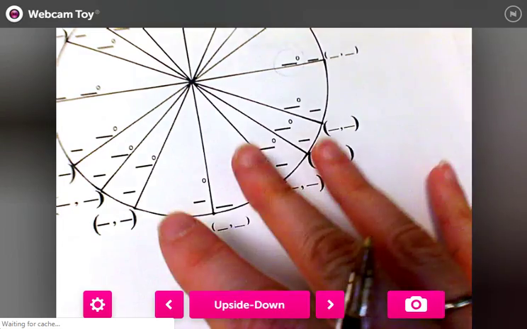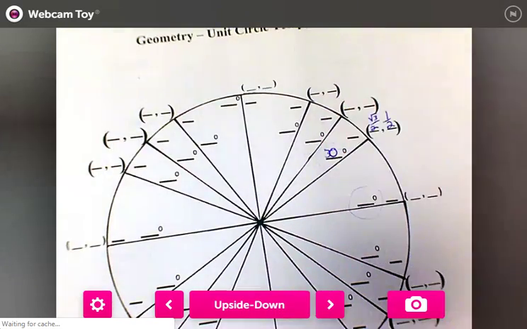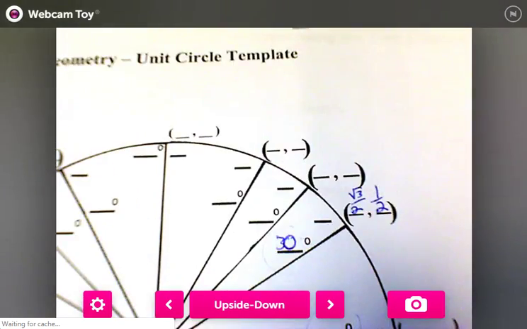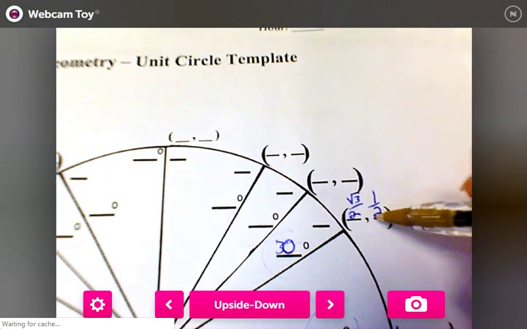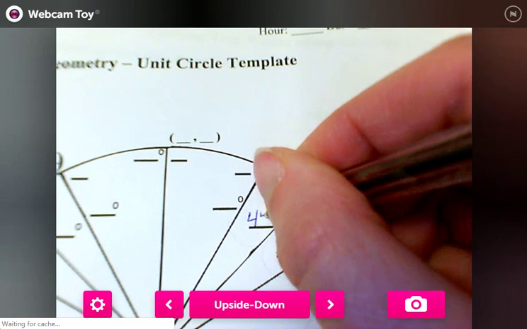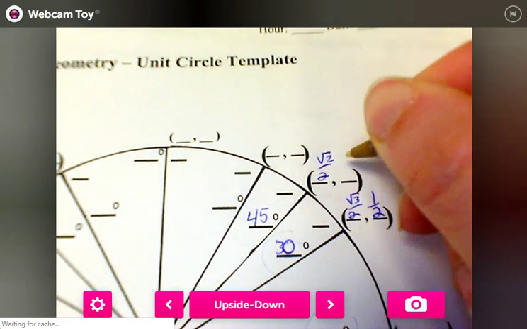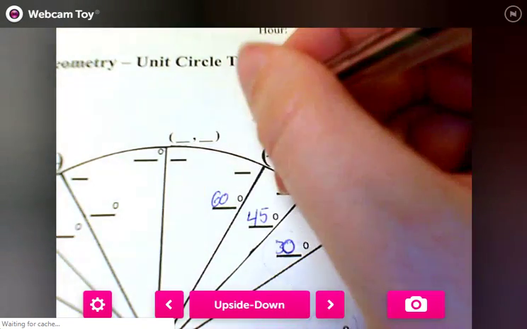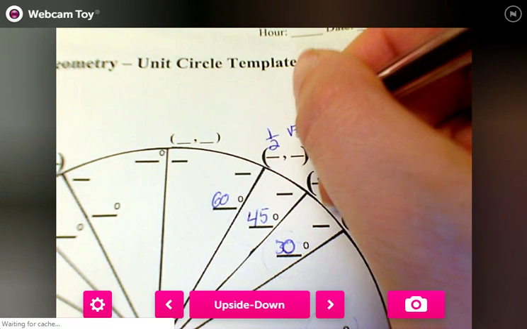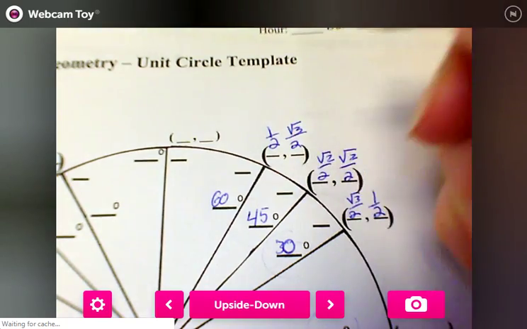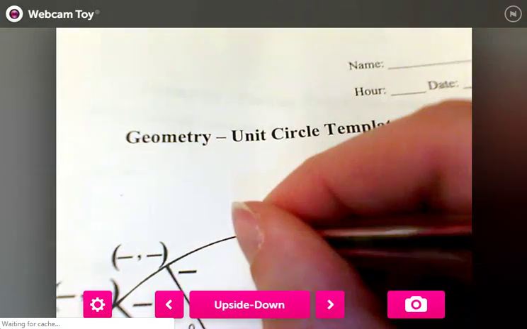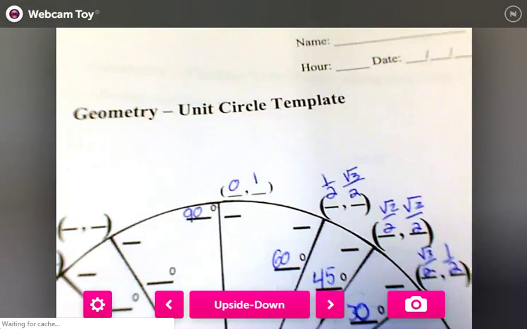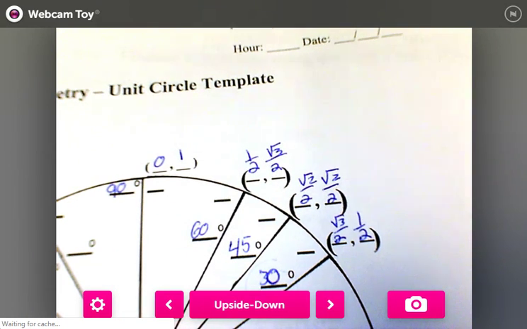So I would like to look at this and talk about how we're filling this out because I had some people that were a little bit confused. This is 30 degrees, square root 3 over 2, comma 1/2. This is 45 degrees, square root 2 over 2 and square root 2 over 2. This is 60 degrees, 1/2, square root 3 over 2. This is 90 degrees, 0, comma 1. Am I going too fast? It's on your other paper too, in case you lost it.